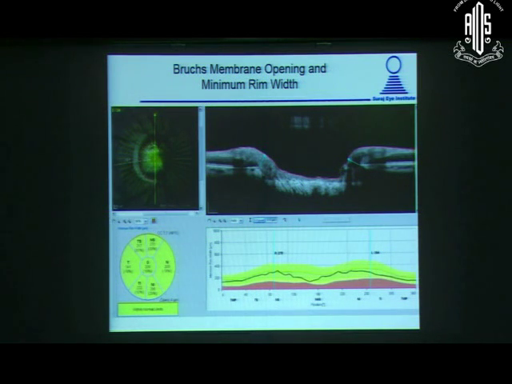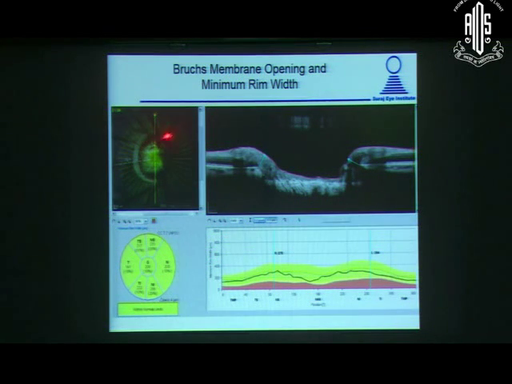Both of them are used to get details of what constitutes the minimum rim width, and the minimum rim width also comes from the normative data that this program has in the Heidelberg Spectralis. They've come out with the percentile values, and of course you can see the graph is quite normal in this patient, and we took a normal patient.